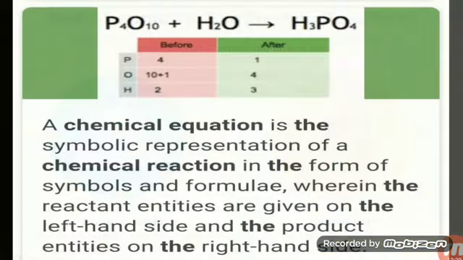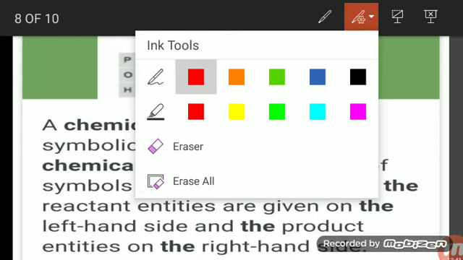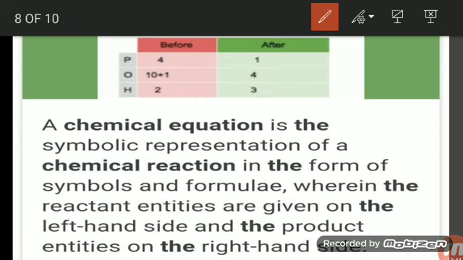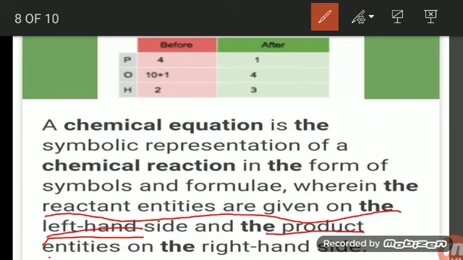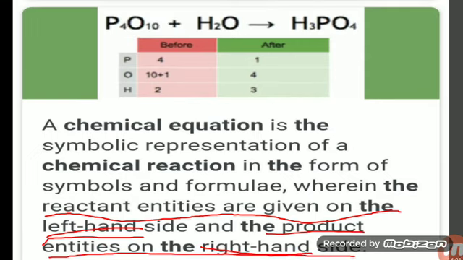Now, what is a chemical equation? A chemical equation is the symbolic representation of a chemical reaction in the form of symbols and formulae, wherein the reactant entities are given on the left hand side and the product entities are given on the right hand side.